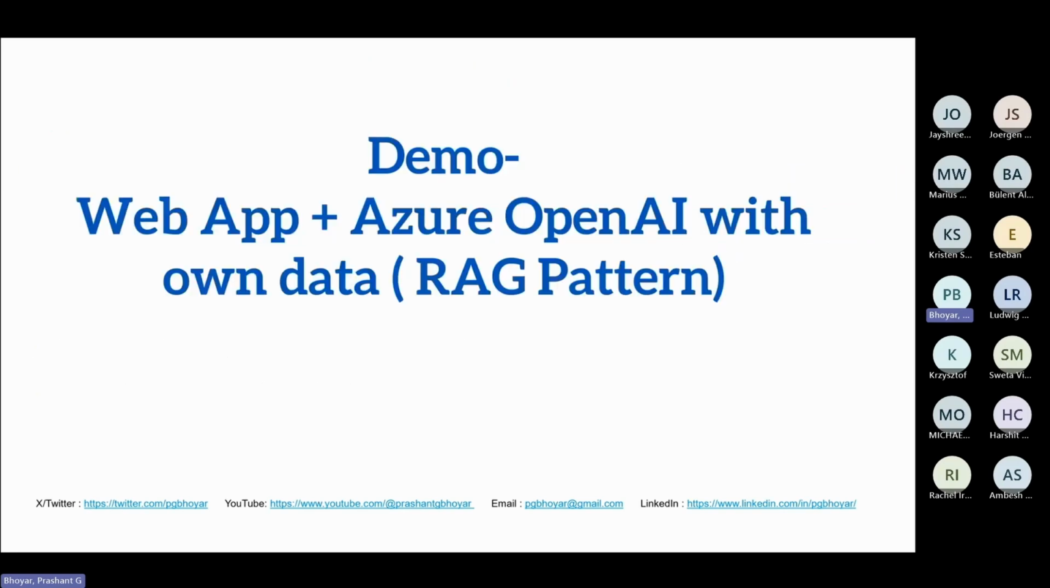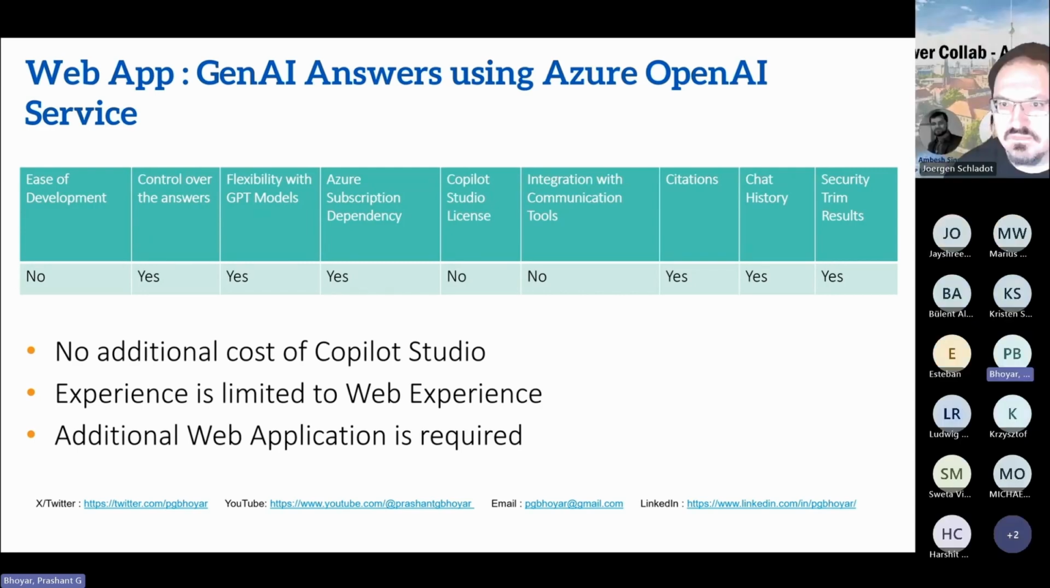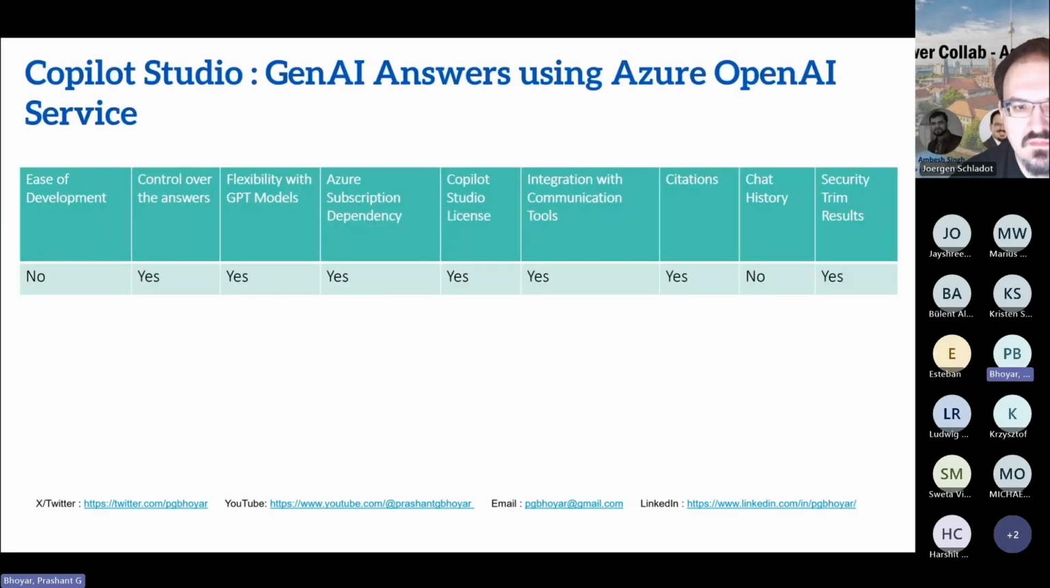Another thing you can do is replace your SharePoint Online site with a web app, SharePoint Framework web part with web app. So no additional cost for Copilot Studio, but your experience will be limited to the web experience, and you also need to have a web application hosted somewhere, which you will be using. The most flexible and most expensive option is using Copilot Studio with Azure OpenAI Service. Here you need both the license for Copilot Studio, and you also need access to Azure OpenAI Service.